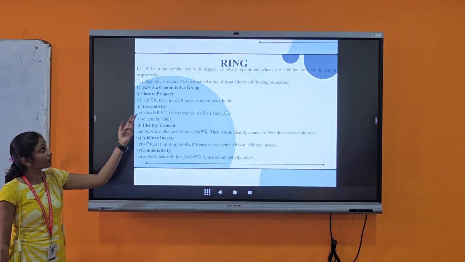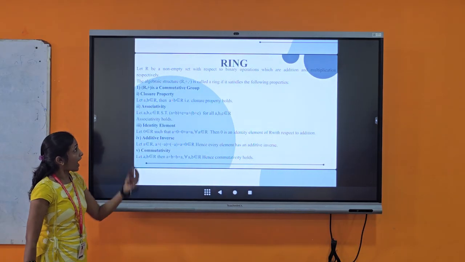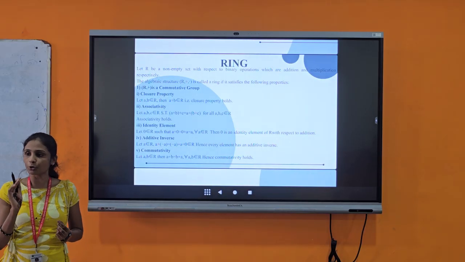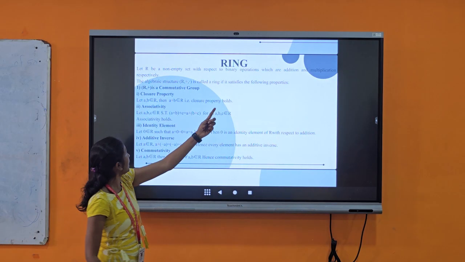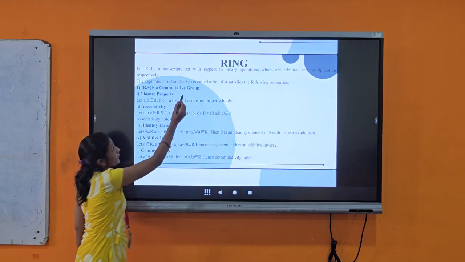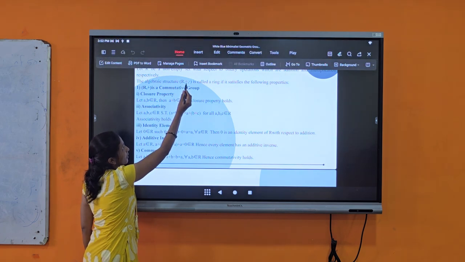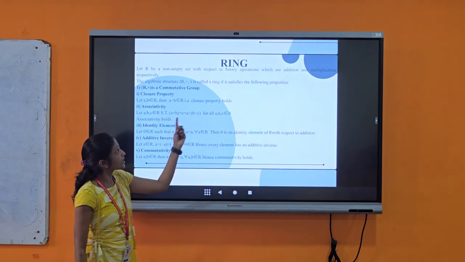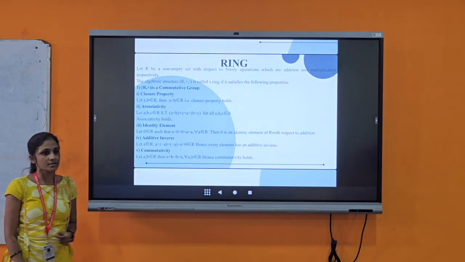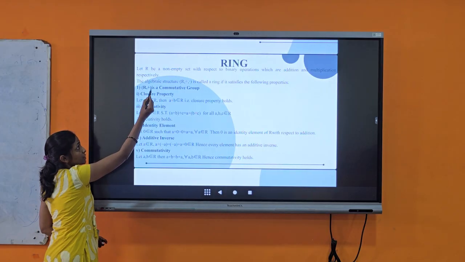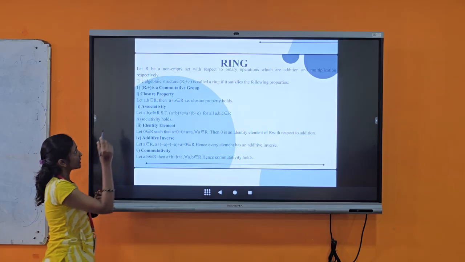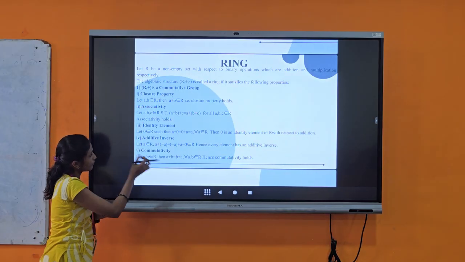So let us discuss the ring. What is a ring? Take any non-empty set with respect to binary operations, that is addition and multiplication respectively. The algebraic structure R with operations addition and multiplication is called a ring if R satisfies the following properties. The first one is R with respect to addition is a commutative group. That is, the set R will satisfy five properties.